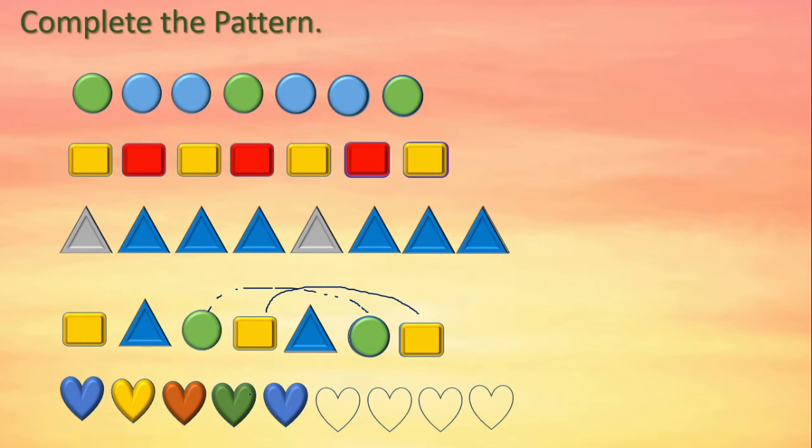Next, here we can see so many hearts of different color. Blue, yellow, brown, green, again blue. Yes, after blue is yellow, then comes brown, then green, again blue, right? Got this, children? We have to follow the same color in their respected order. Okay, we'll move to next one.